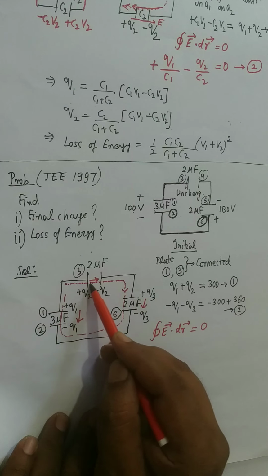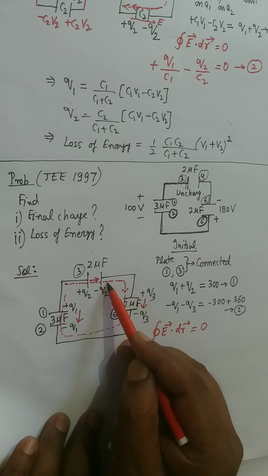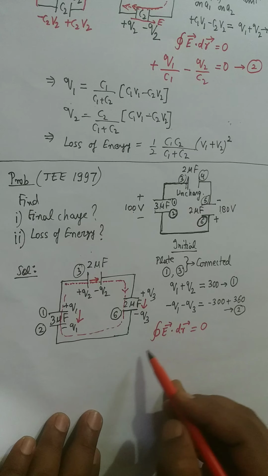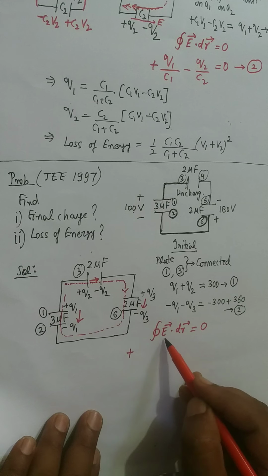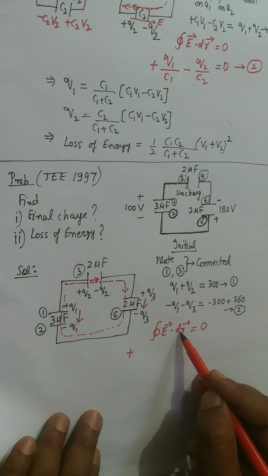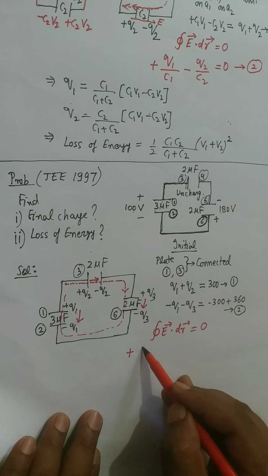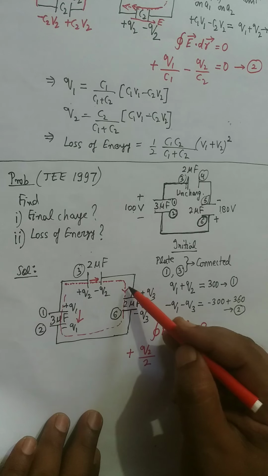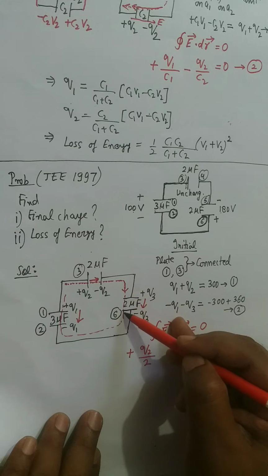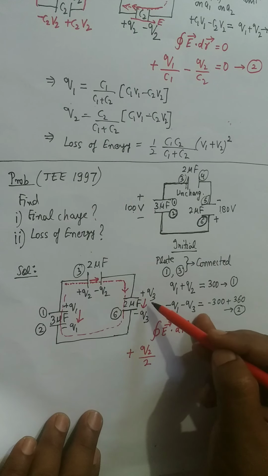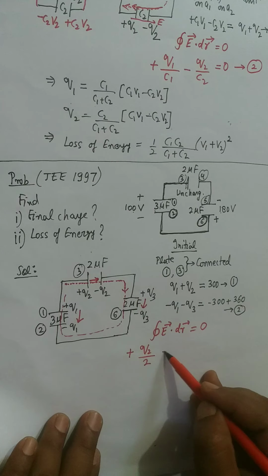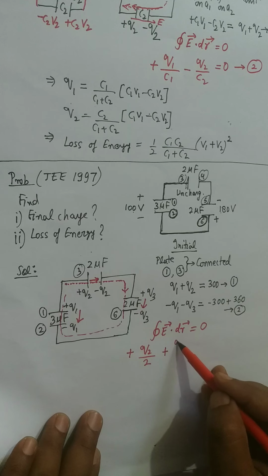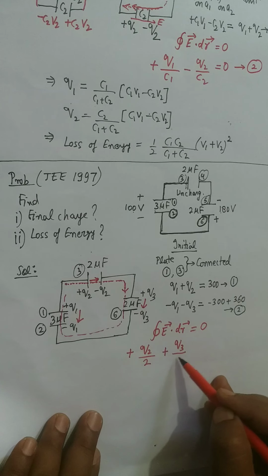So here we are moving in the direction of the electric field. So E dot dr will be a positive value. So put a positive sign, and the significance of E dot dr will be potential difference, which you can write as Q2 divided by 2. Then you are going in this direction, which is again in the direction of the electric field, so a positive sign, but the potential difference will be written as charge Q3 divided by the capacitance 2.